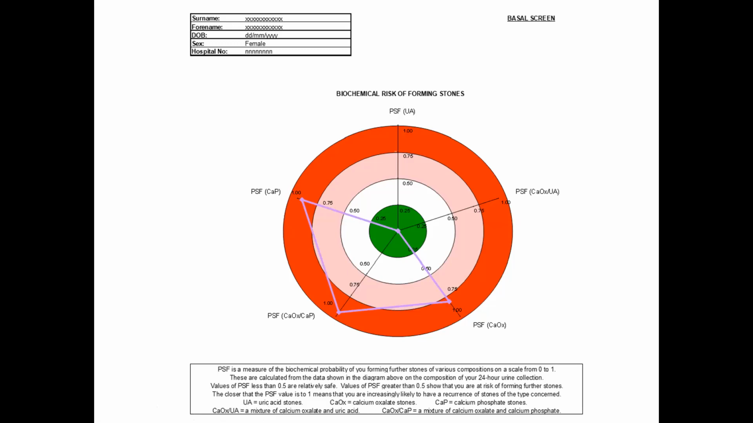This is the biochemical risk of forming stones, the probability scores. You can see it's a score between 0 and 1, and the green area is the accepted area and the red area is the high risk area. The purple line is the patient line. So this patient has increased probability risk for calcium phosphate, calcium oxalate, and combined calcium oxalate phosphate stones.